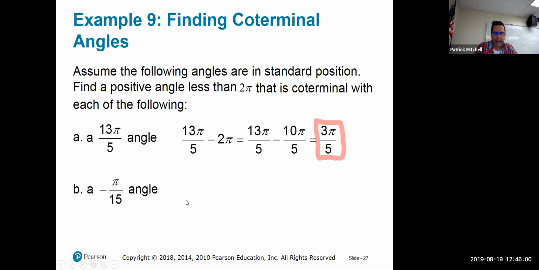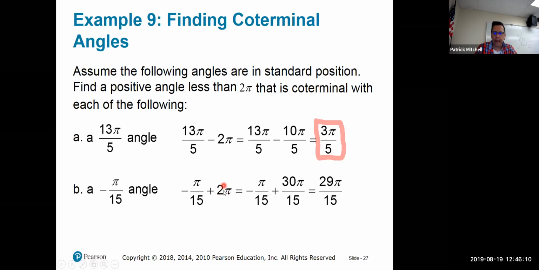So if we take negative pi over 15 and we add 2 pi one time, I get my common denominator. 2 pi is the same thing as 30 pi over 15. All right, and then negative pi over 15 plus 30 pi over 15 is 29 pi over 15.